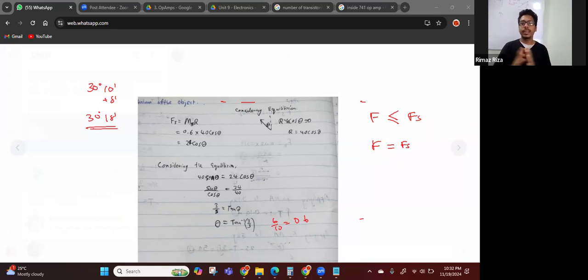What I did is I considered a general case, and then I logically said that the maximum value should be this. But in this method, he has straight away considered the limiting condition, that means the maximum angle. At that condition, we can consider that the friction force equals Fs. So that Fs we can take here, and we can do it that way also. So your method is also correct.